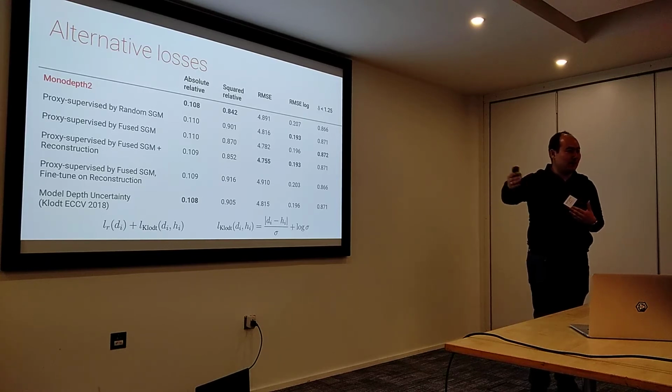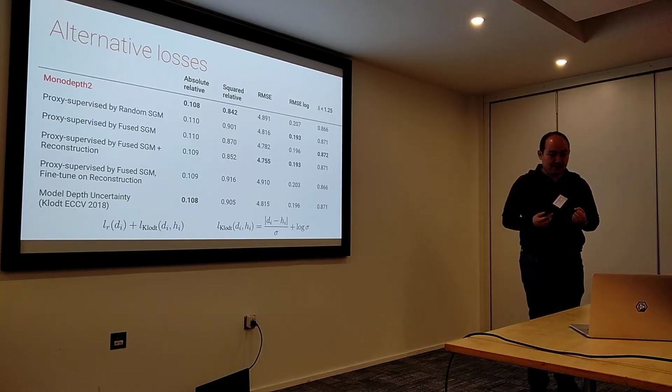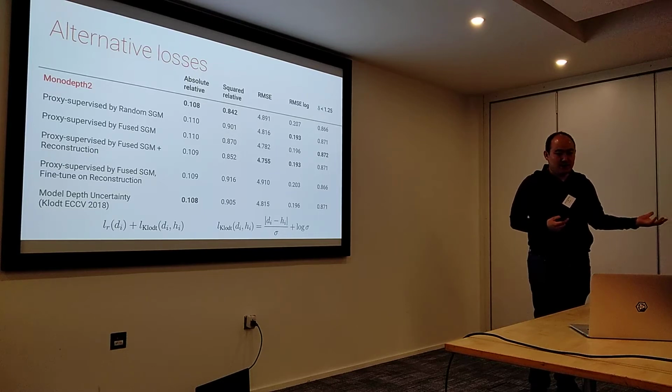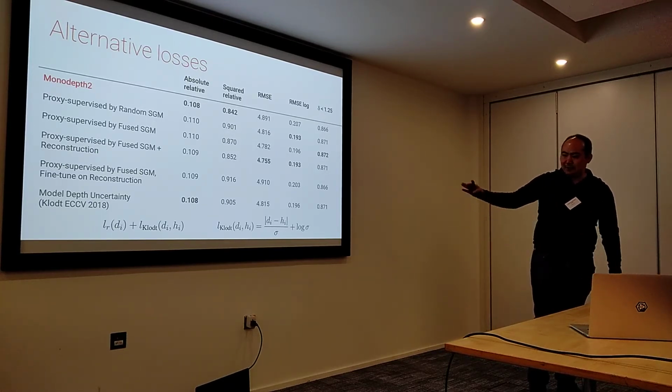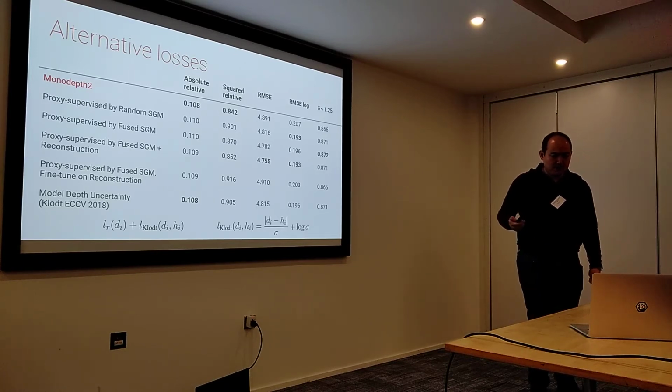We also tried the loss coming from the Poggi and Tosi paper, where they have uncertainty over the depth maps, and that makes a lot of sense for monocular training in their case, because of moving objects and ambiguities, but in our setup it didn't really perform that much better.